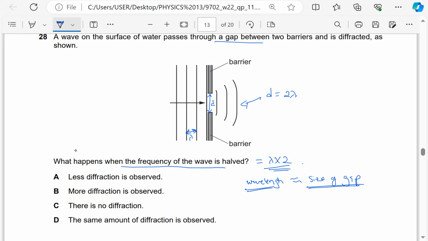So let's see, less diffraction is observed, more diffraction is going to be observed. So I think more diffraction is observed. In fact, diffraction is maximum if we make this the wavelength, which is the same as the size of the gap. We expect more diffraction. So diffraction is maximum when the wavelength is the same as the size of the gap.